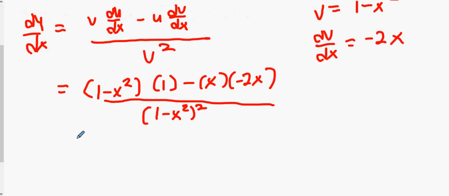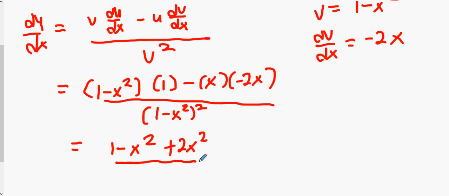Okay. 1 minus x squared and then 2x squared. And what do we get when we add them together? What's minus x squared plus 2x squared?